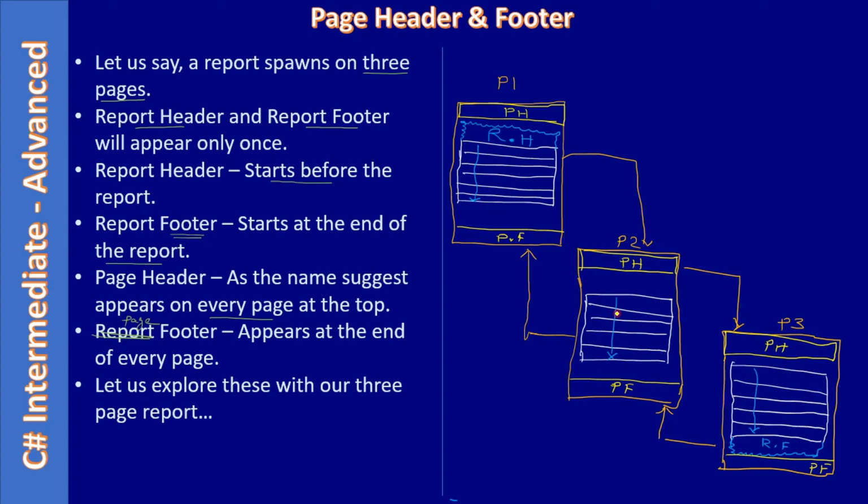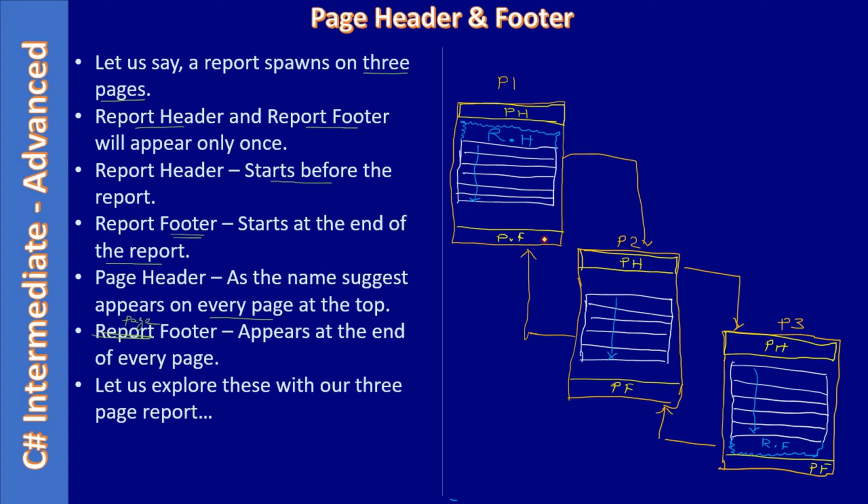Since the detail section is spanning 3 pages, we are saying it's a 3-page report. Then the report header will start before the detail section starts, and towards the end we will have the report footer. Here you can add information which is specific for the report, and here you can put summary information. Suppose you are placing sales here, you can compute the summary and place it in the report footer.